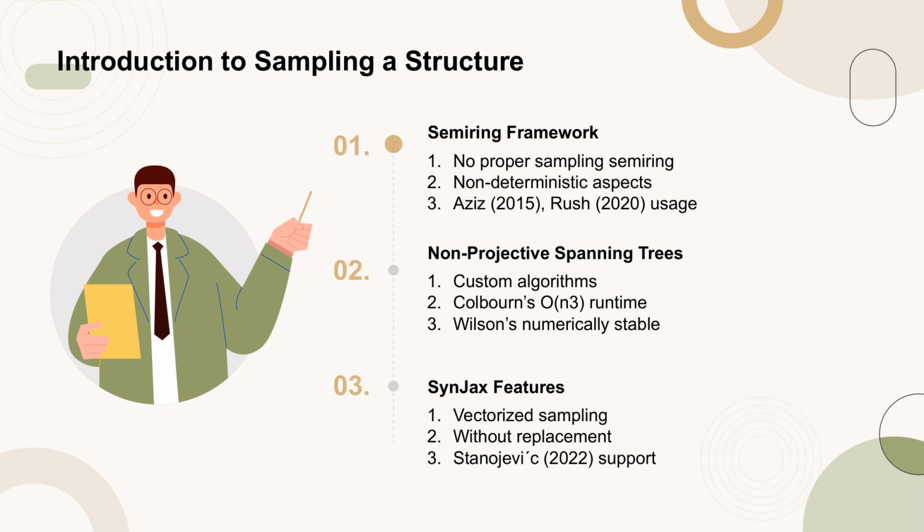For non-projective spanning trees, which do not support the semiring framework, custom algorithms are necessary. These include Colbourn's algorithm, which has a fixed runtime of O(n^3), but is susceptible to numerical issues due to matrix inversion, and Wilson's algorithm, which is more numerically stable but has a runtime dependent on log potential values. Additionally, SynJax supports vectorized sampling without replacement, as described by Stanojević, 2022.